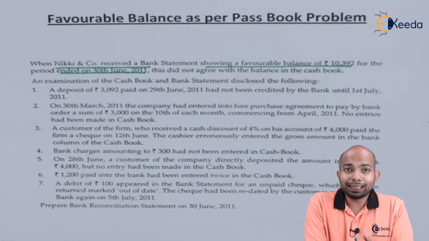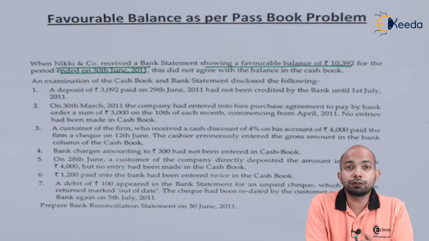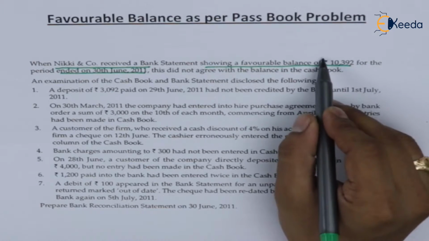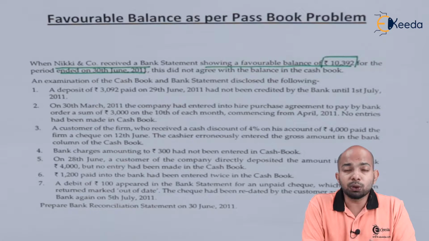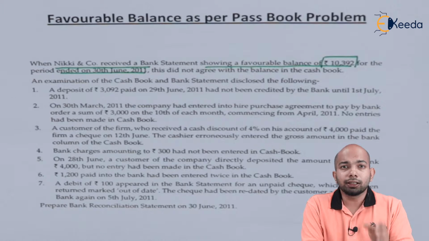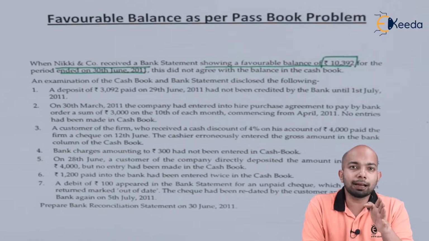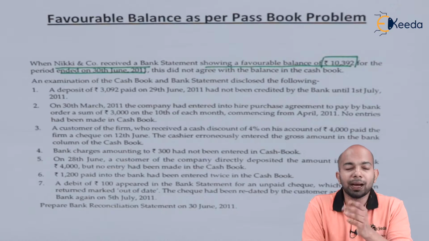It is mentioned that the bank reconciliation statement is supposed to be prepared for Nikki and Company as of 30th of June 2011. The favorable balance as per passbook is shown as 10,392 rupees. So that means the starting point of this specific sum is balance as per the passbook.